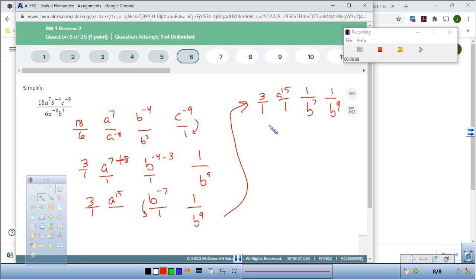Oh, wait. C. 3 over 1, a to the 15, b to the 7th, oh, see that one. This is on the bottom, check, top, and then we'll just get rid of this. And there it goes. Very good.